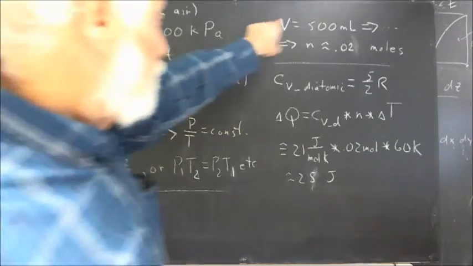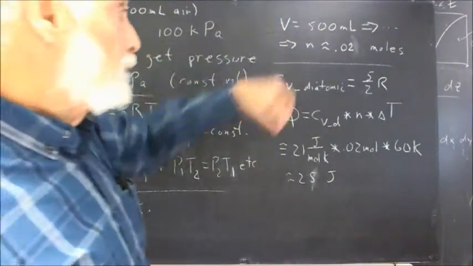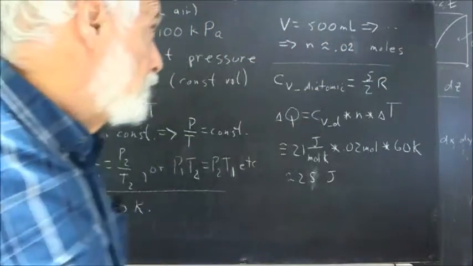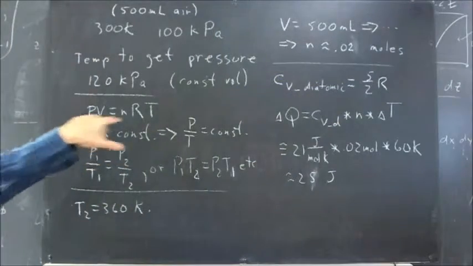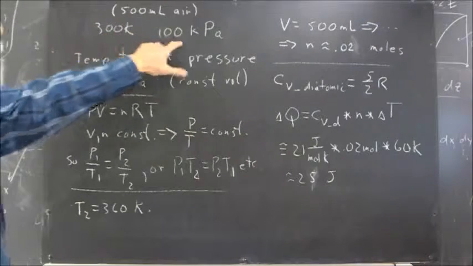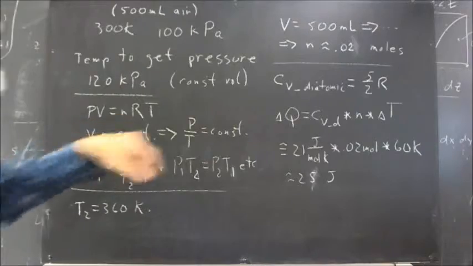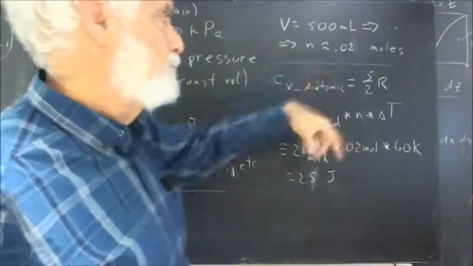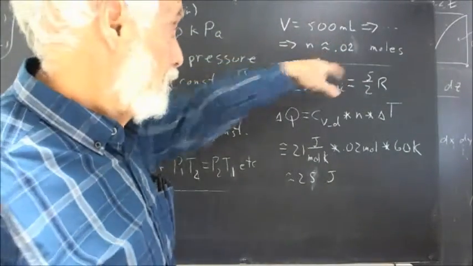Now, if the volume is 500 milliliters, and of course that's the volume of air, we can conclude, as we did in previous classes, that the number of moles is 0.02. You can solve PV equals nRT, knowing P, V, and T, for n. And we get approximately 0.02 moles. It's probably off by 10 or 15%, but you get the idea.